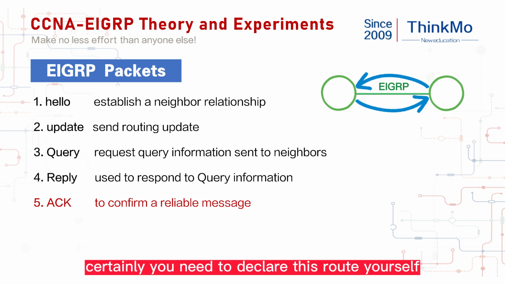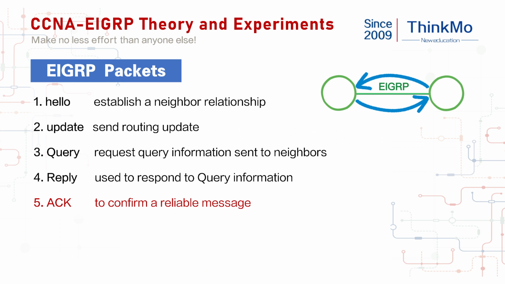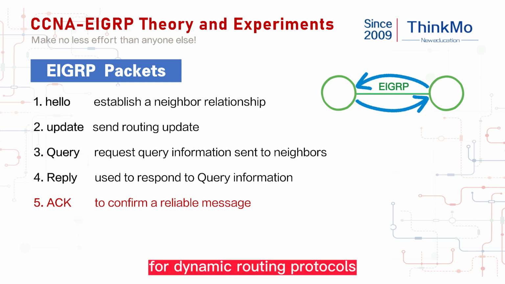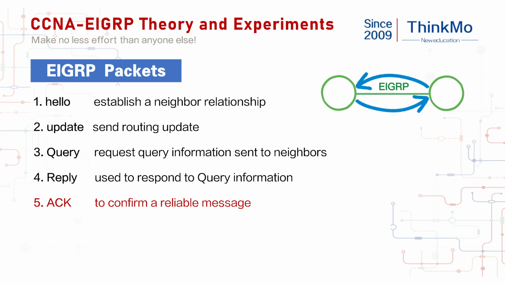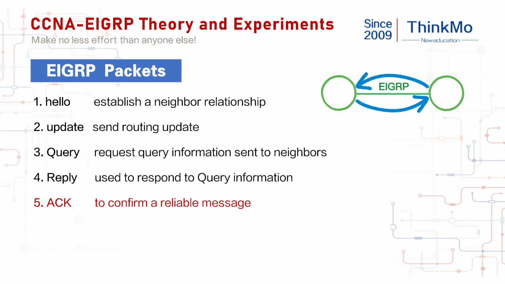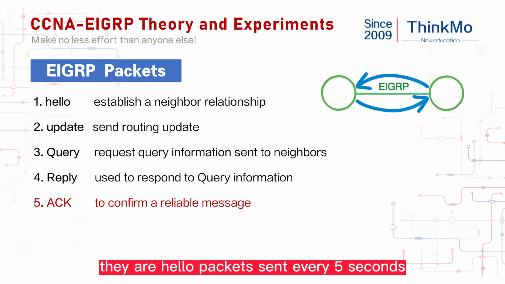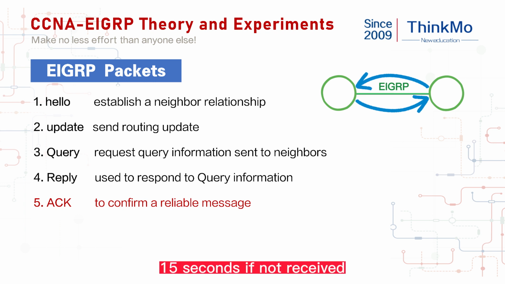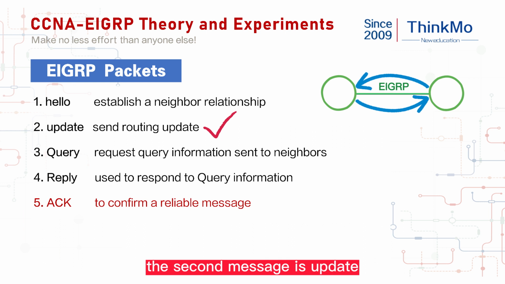They start to learn routes from each other. Certainly, you need to declare the routes yourself. That is to say, dynamic routing protocols generally have the concept of neighbors. Only after establishing a neighbor relationship can we learn from each other. I just said that too. Hello packets are sent every 5 seconds. If none is received for 15 seconds, the neighbor will fail.